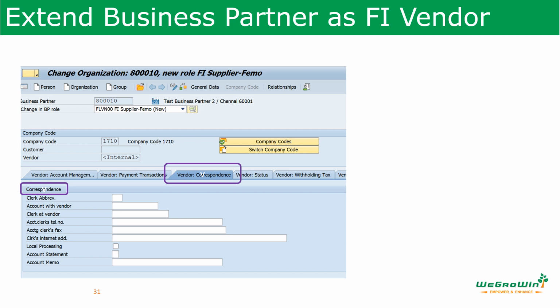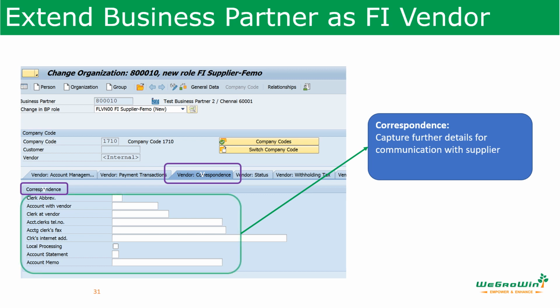Further scrolling down the vendor correspondence, we reach the vendor section on the correspondence. Here we capture the details which are related to the accounts. Here the account with vendor, if it is known, the account number of the vendor has to be entered. This is often found in the vendor's invoice.